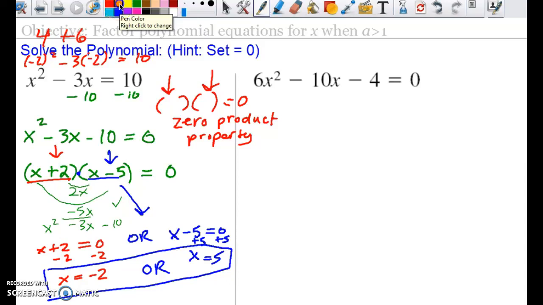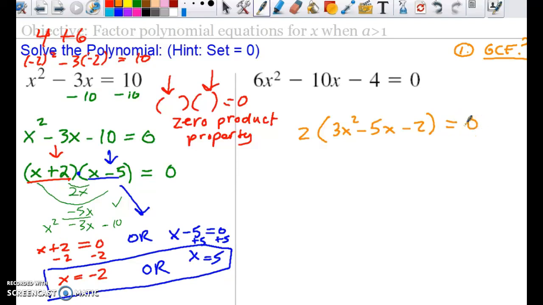Now the idea is that I'm trying to factor and set each factor equal to 0. So remember our factoring algorithm. I first look for greatest common factor. Do I have one in this problem? I do. It is 2. So I'm going to take a 2 out of everything, and I have 2 times, and it's going to be 3x squared minus 5x minus 2.